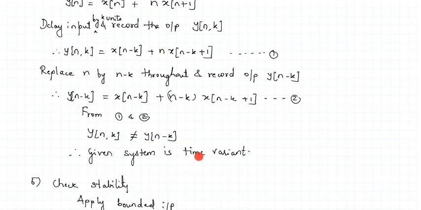Therefore, the given system is time variant, as the outputs differ. Variant means it is changing with respect to time. The response of the system is changing with respect to time.